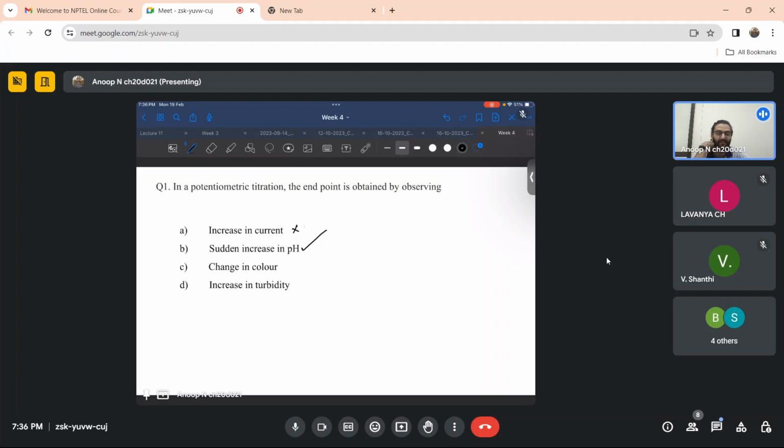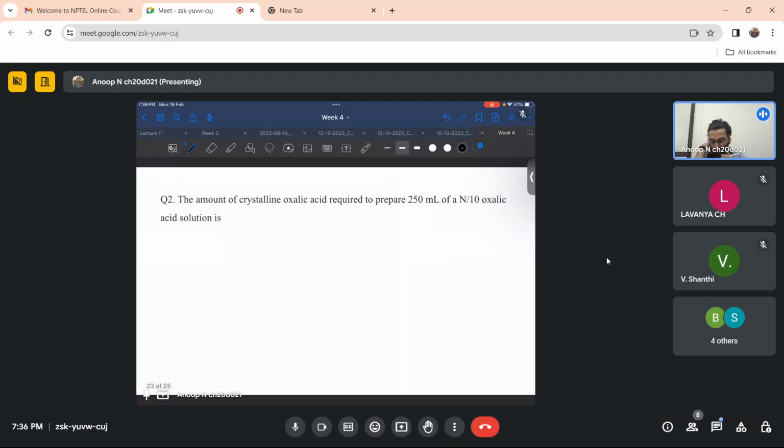Is there any change in color? We are not using any indicator like the normal first iteration where we used phenolphthalein indicator. So it's not a change in color. It was not a change in turbidity as well. The next question is, the amount of crystalline oxalic acid required to prepare 250 ml of N by 10 oxalic acid solution is.